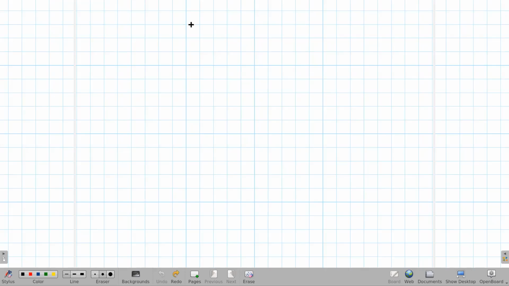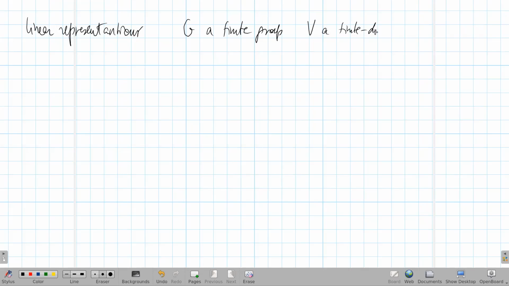So the first part, or perhaps the whole of this lecture, will be devoted to a recap of what we've been doing so far. So we started by defining linear representations, in which the main character is a finite group G, and then there's a V, which is a finite dimensional vector space over C.